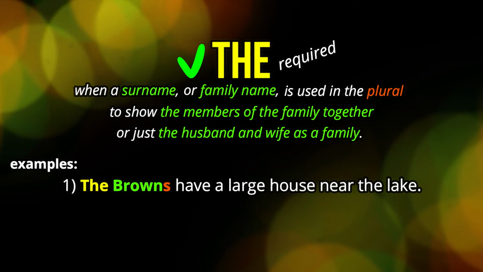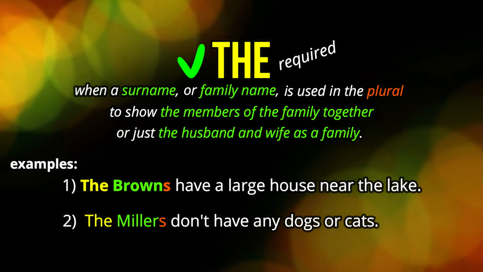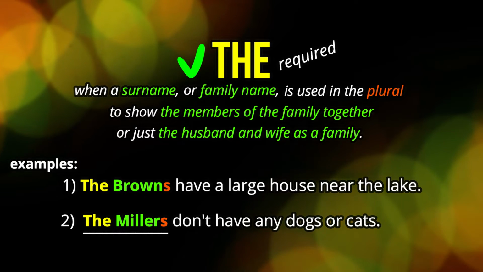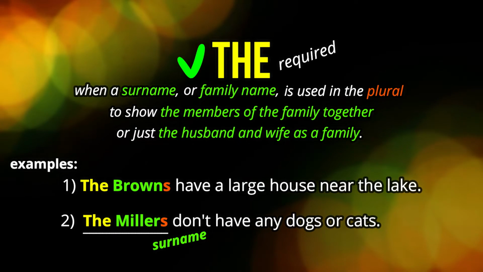The same with example number 2. The Millers don't have any dogs or cats. So the same thing. We have the Millers. Alright, that's the family name, the surname. Alright, you got it?